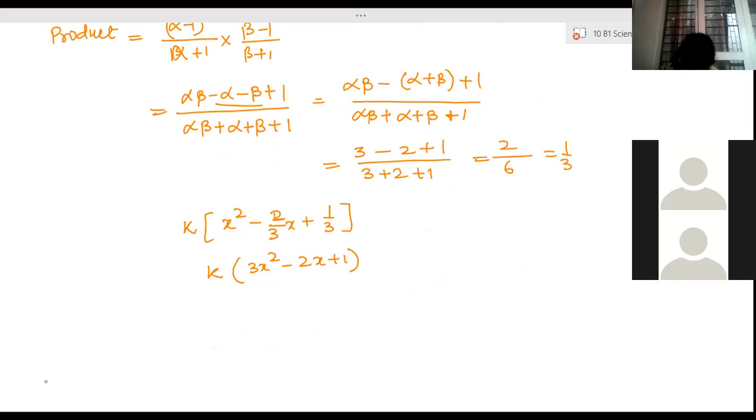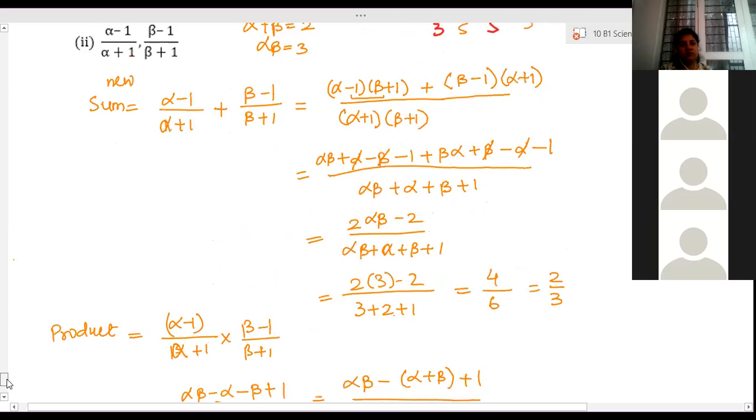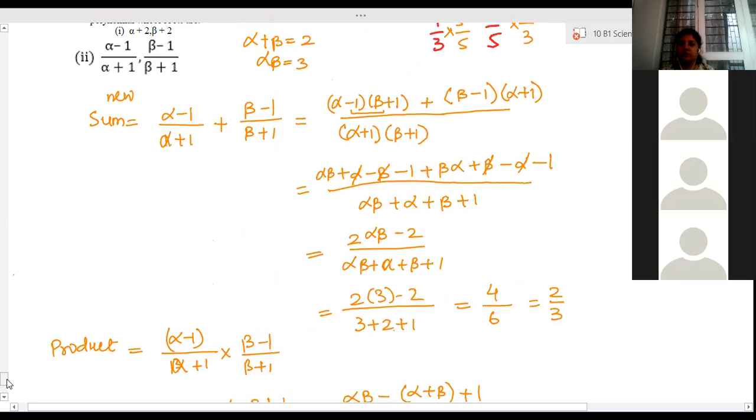Any other doubt anyone has? Ma'am, the first part of this question. LCM, addition. Ma'am, so 2 by 3 is minus b by a, right? Yeah.